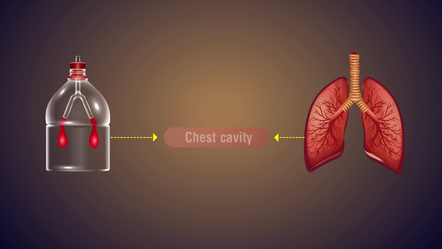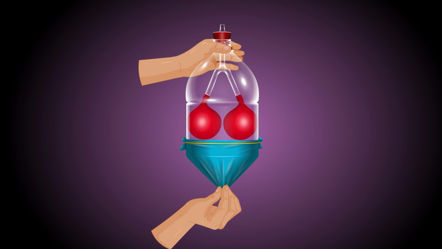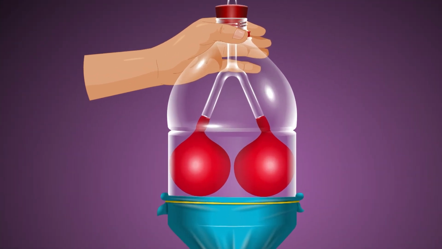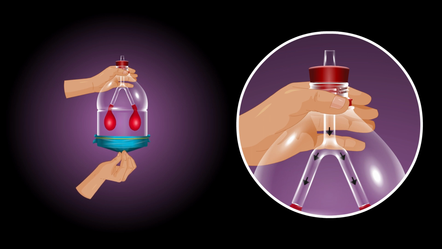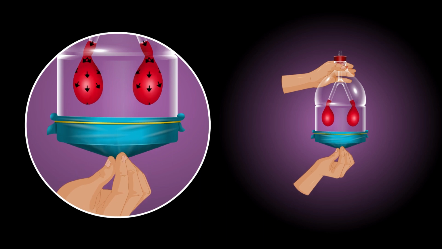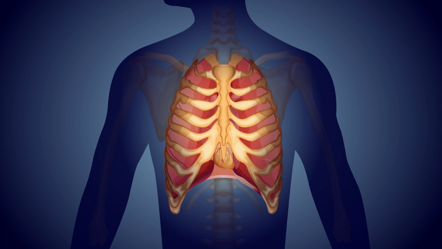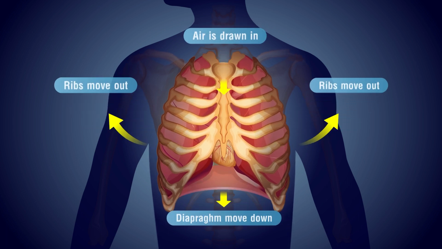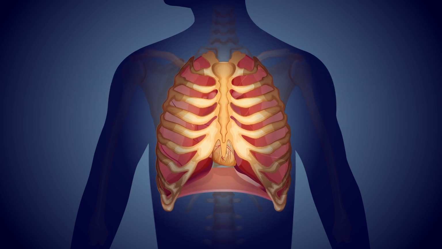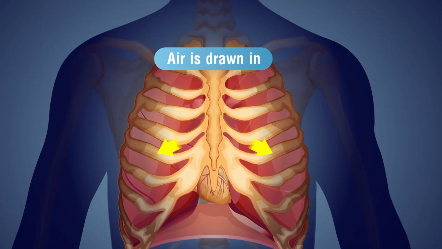The bottle represents the chest cavity, whereas the balloons and the Y-shaped glass tube represent the lungs and the bronchial tubes. When we pull down the rubber sheet, the bottle gets more space. So, the air starts to enter inside the bottle through the Y-shaped glass tube and the balloons start to inflate. This explains the inhalation of the lungs, that ribs move upwards, the diaphragm moves down. So, the chest cavity has more space and the air enters the lungs.